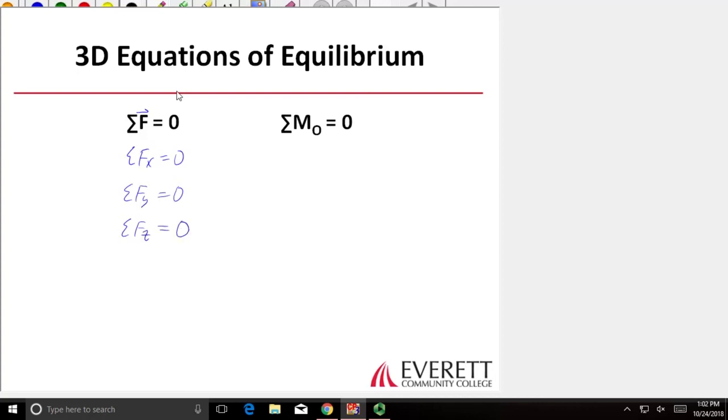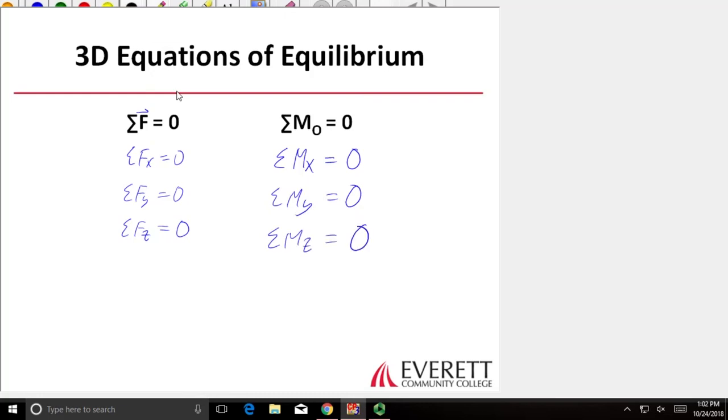For the moments in 2D, we only had one equation because all of our moments were going to be in the z direction, right? But now that we're in 3D, the moments aren't just in the z direction. They're in any direction, right? So what we're going to do is pick the point we're interested in and set it up as an origin, okay? Then we'll say the sum of the moments about the x-axis at that origin are equal to 0. The sum of the moments about that y-axis are equal to 0. And the sum of the moments about the z-axis are equal to 0.